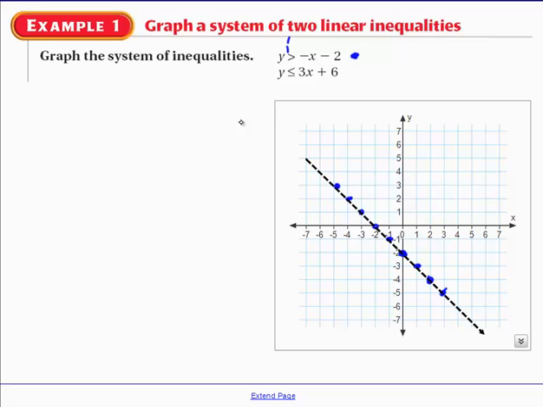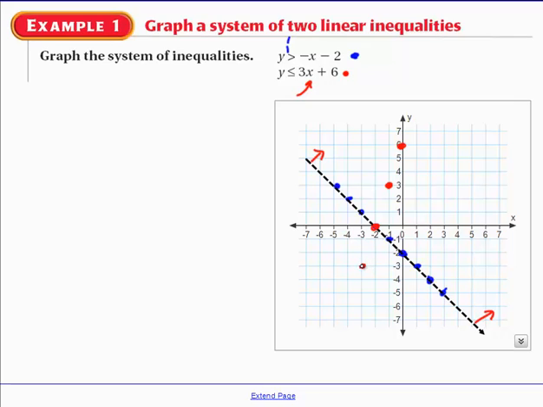So I'm not ready for my answer yet, so I'm just gonna do this. So I know that it's gonna be above. And then I'm gonna graph my second line. My y-intercept is +6. My slope is +3. I can't go up and right, so I'm going to go up and left. Slope is positive, so make sure it looks like it has a positive slope.